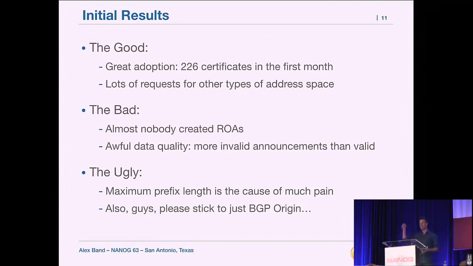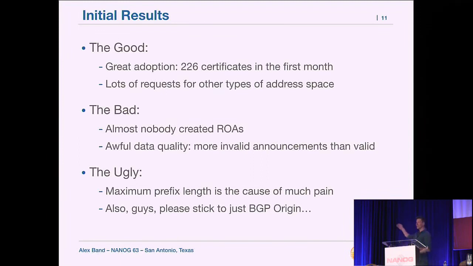You just had to click the, yeah, sure, give me a certificate button. And then you set up a CA, and we took care of everything. And then people were like, where's my PI address space? Where's my legacy space? Where's my RIPE space? So people actually apparently cared about all of the things that we weren't doing. So it's like, OK, there's interest. People want this, surprisingly. But almost nobody created ROAs.